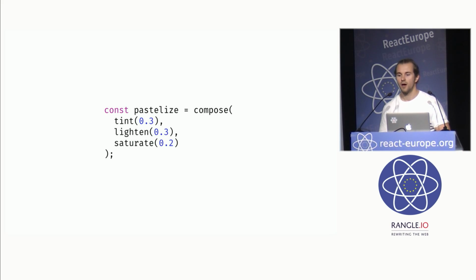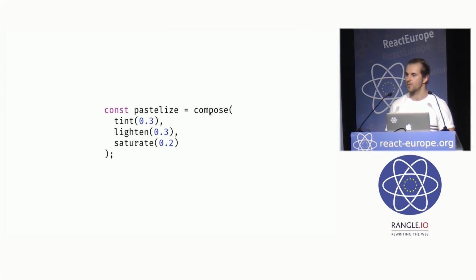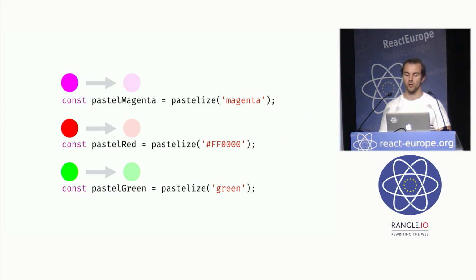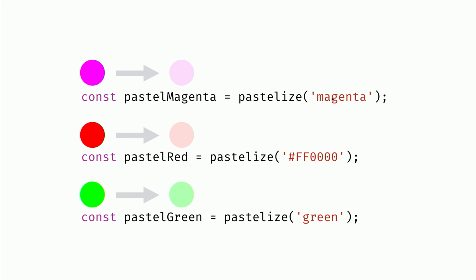How does this look? For example, pastelize. I think pastel colors are pretty cool, so I wanted to build a pastelize function. The idea for the API was you should be able to use any compose, maybe from Ramda, Lodash-FP, or even recompose, and just use tint, to tint the color a bit, to lighten it up, and saturate. And you get out a pastelize function, and then you can just provide any kind of CSS string color, and you get out the new color.